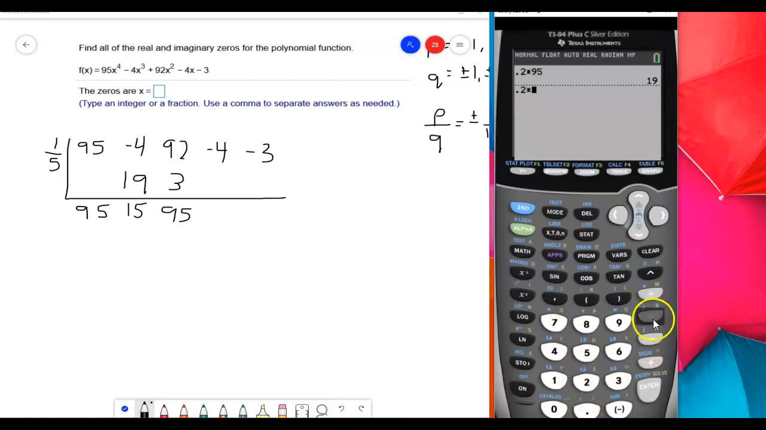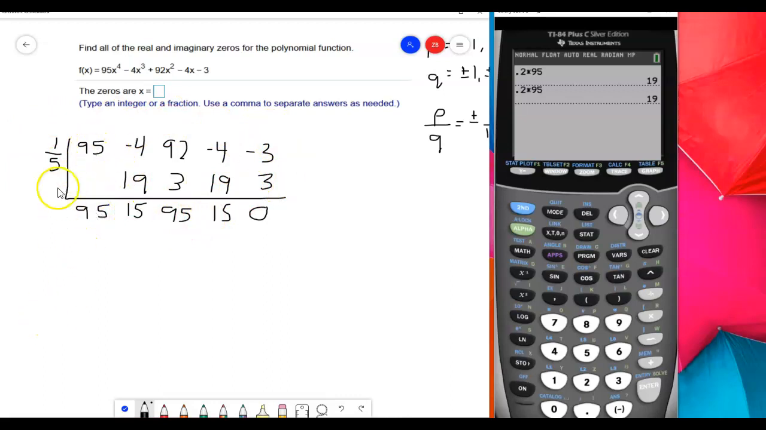0.2 times 95, and you get 19 again. All right, you add those two together, you're going to get 15. Then you're going to take 1/5 of 15 and you get 3. And you add that and you get 0. And you should always get 0 at the end. If you don't get 0, that means you did something wrong in there. So this is how you use synthetic division.